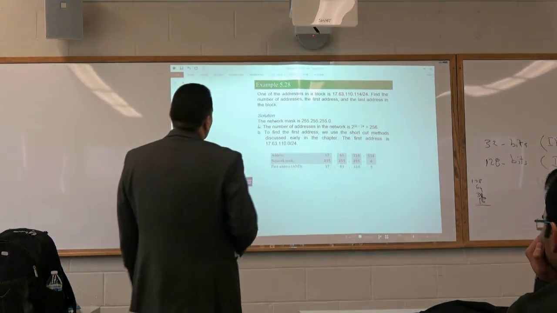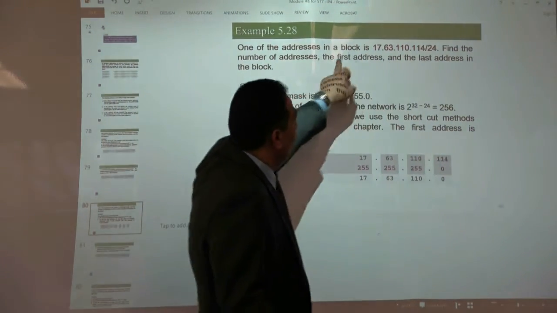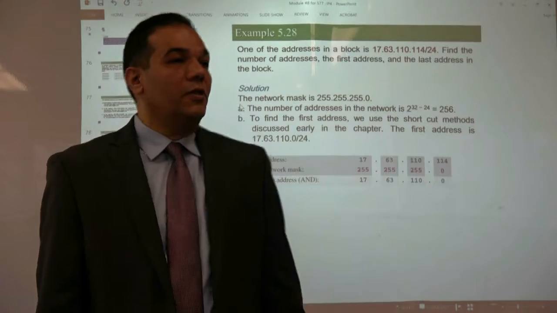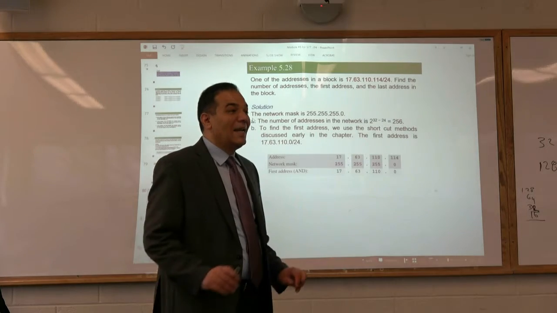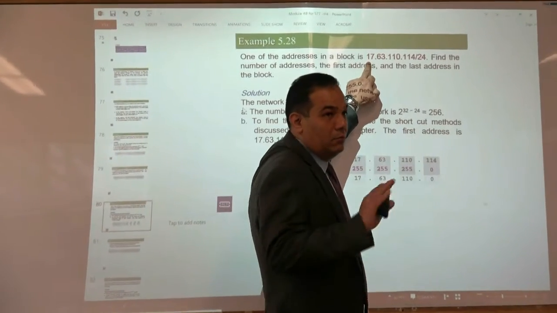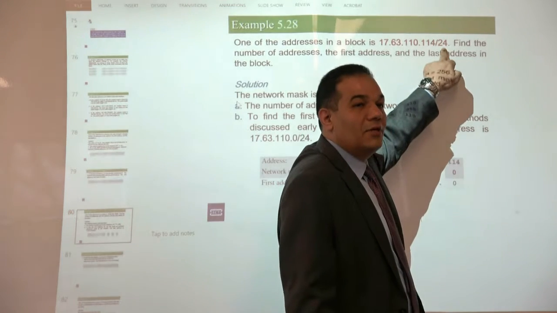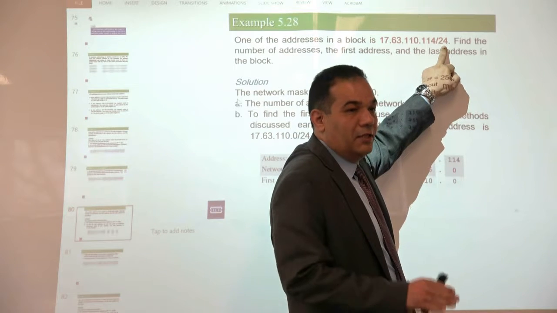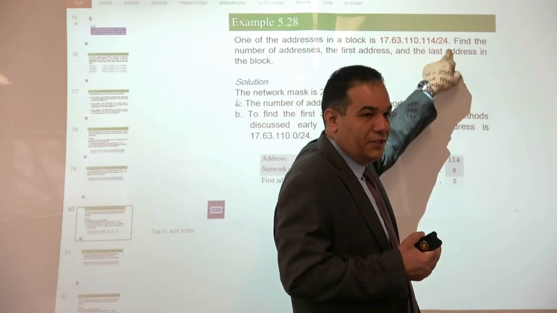Okay? So one of the addresses in the block is this one. Somebody told you one of the IP addresses in the block is this. Remember that we are using classless. If it's classful, 17 means class what? 8. You don't use it, okay? So the first thing we look at is the 24. How many ones in the subnet mask? 24. So it means 8 plus 8 plus 8, right? 8 plus 8 is 16, plus 8 is 24.